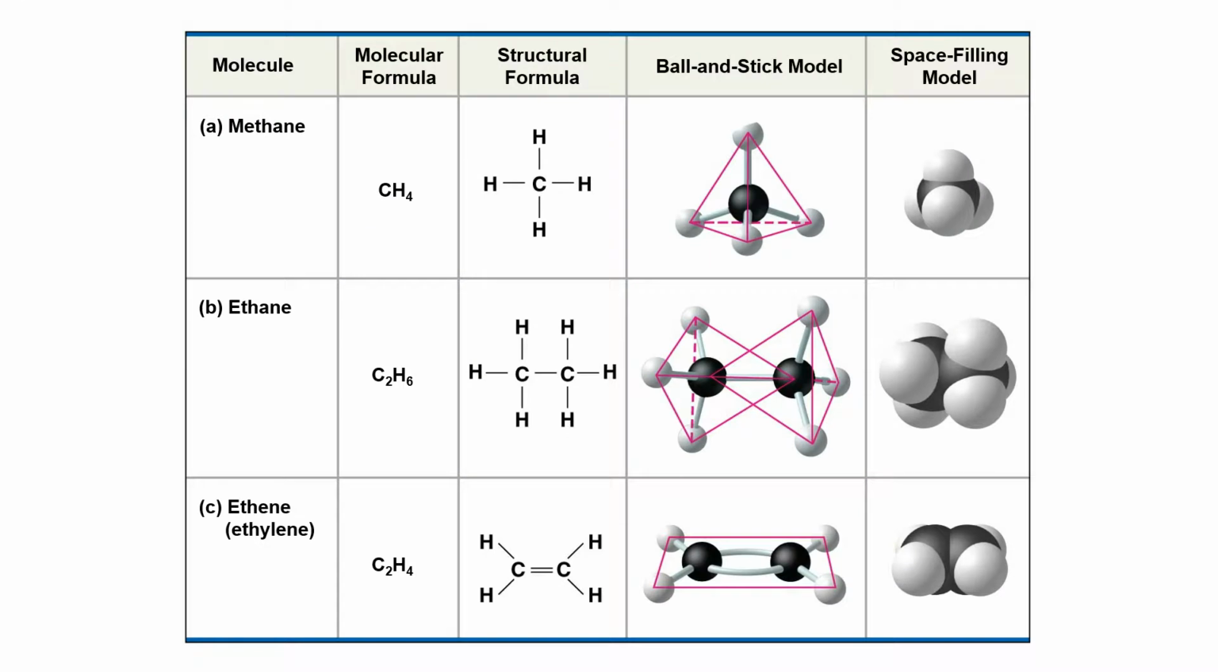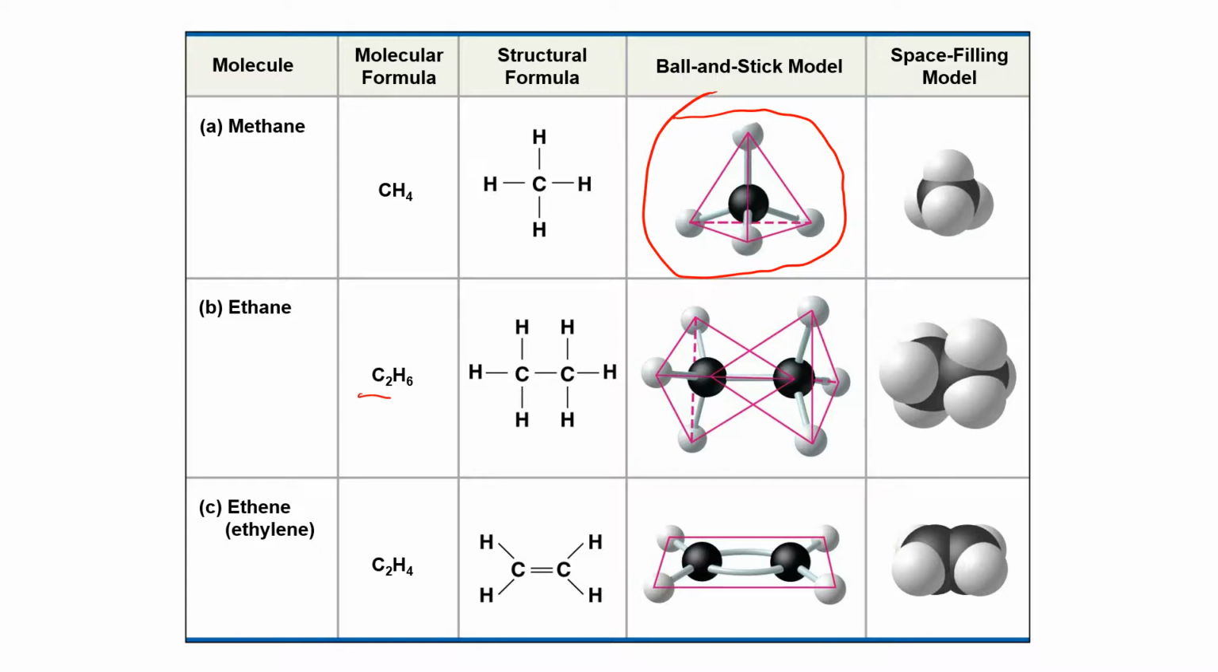Alright, so here, looking at methane, you have the nice little tetrahedral shape. This is what a tetrahedral looks like, and this is what the molecule looks like in a ball and stick model. Now, if you look at something like ethane, instead of having 1 carbon, you now have 2 carbons. Each carbon atom is now bound to another carbon and 3 hydrogens.